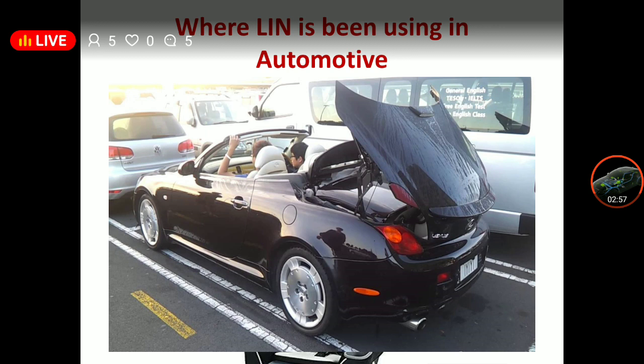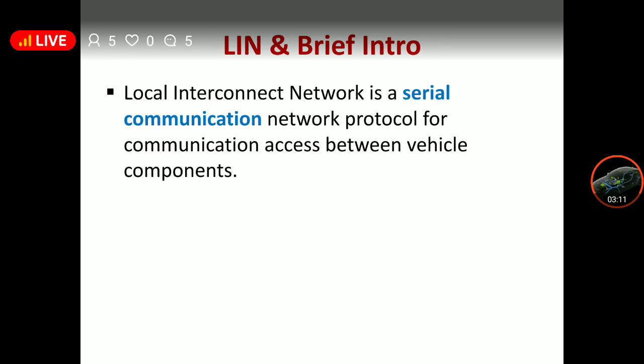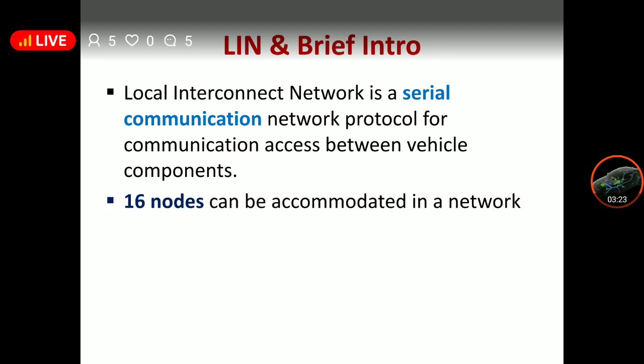The reason behind this is mainly that the speed of LIN is comparatively lower than other protocols. Before that, let's have a quick glance at LIN. The abbreviation is LIN, and the full form is Local Interconnect Network. It's a serial communication network protocol used for communication between vehicle components.